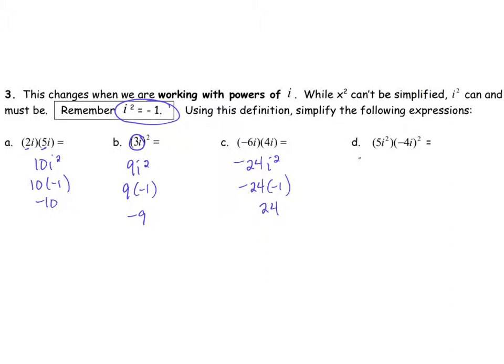The 5i squared is all in parentheses, so I'm going to leave that for now. But this whole thing is being squared. So negative 4 squared is going to be positive 16. And then I have i squared. So I'm going to go ahead and put what I know here, 5, and I'm going to replace the i squareds with negative 1.